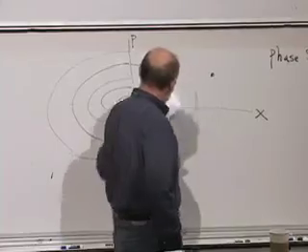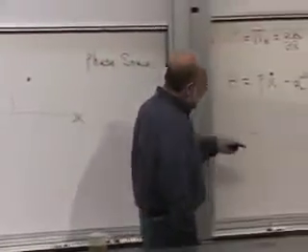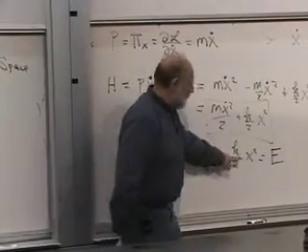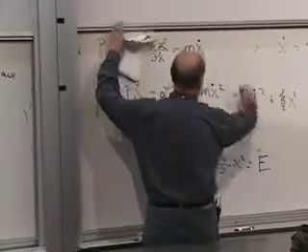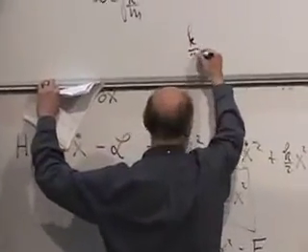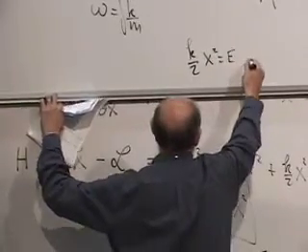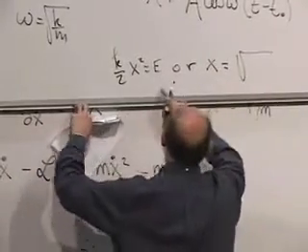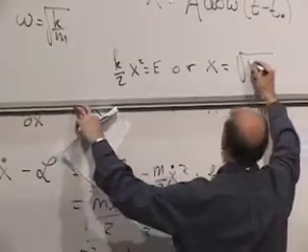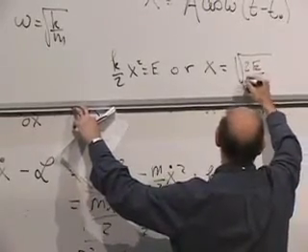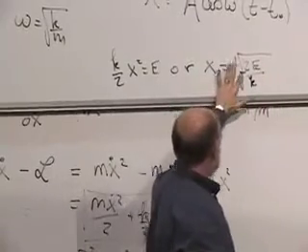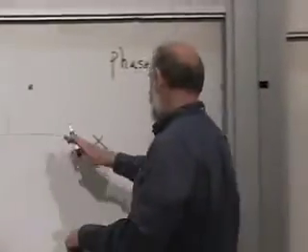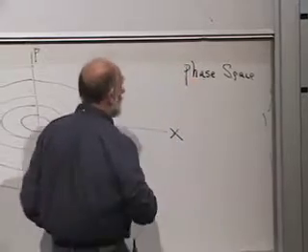Let's find out where it intersects the x-axis and the p-axis. It intersects the x-axis at the point where p is 0. Where p is 0, let's work it out, k over 2 x squared is equal to E, or x is equal to the square root of twice E divided by k, I believe. Do I have that right? Yeah. Okay, so the x-intercept here is the square root of 2E over k.